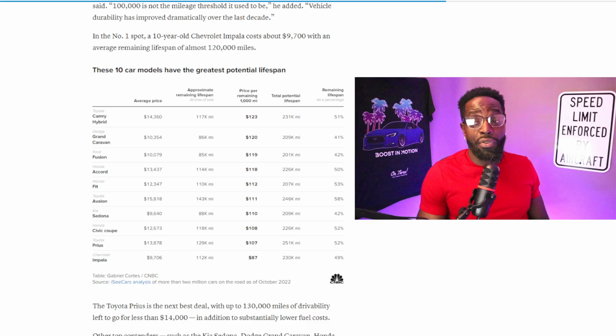They said Dodge Grand Caravan. I'm not going to lie to you. Once again, they're not even including the years necessarily, but they're saying 10-year-old. So we're in 2022. I'm assuming they mean 2012 and up, right?